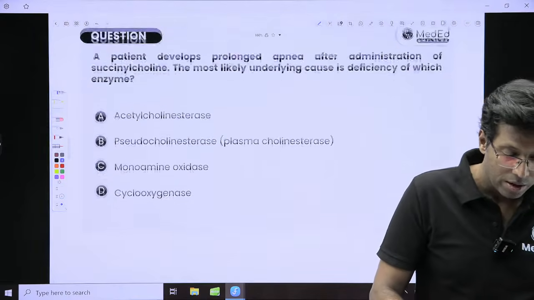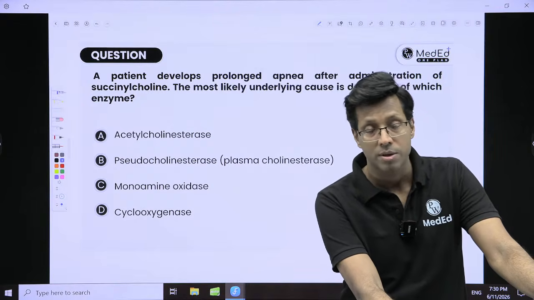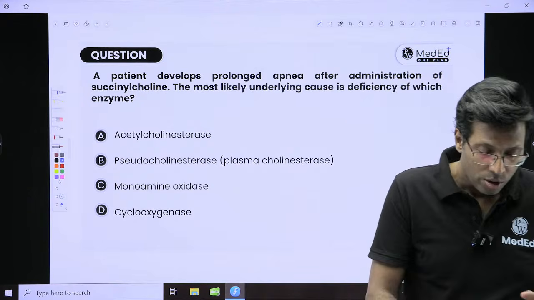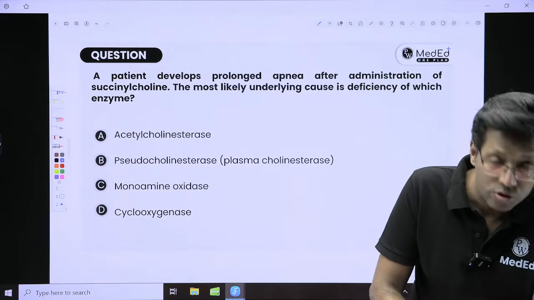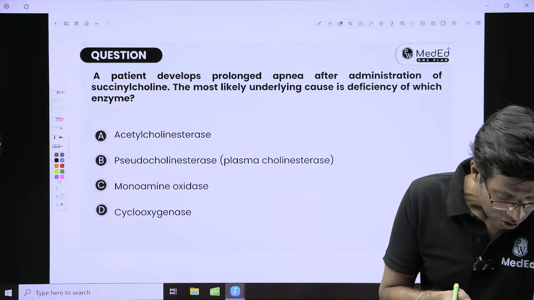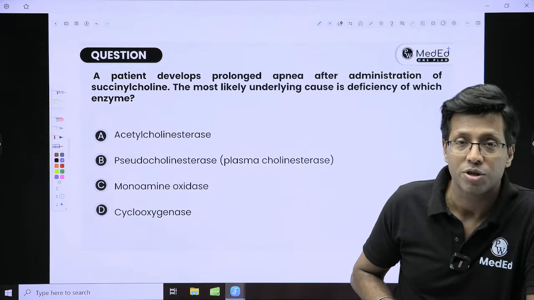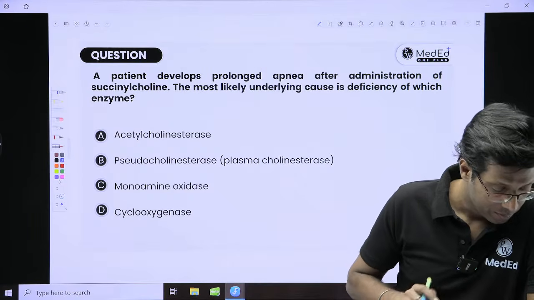A patient develops prolonged apnea after administration of succinylcholine. The most likely underlying cause is deficiency of which enzyme? We just discussed. Acetylcholinesterase, pseudocholinesterase, monoamine oxidase, or cyclooxygenase. Which one do you think?